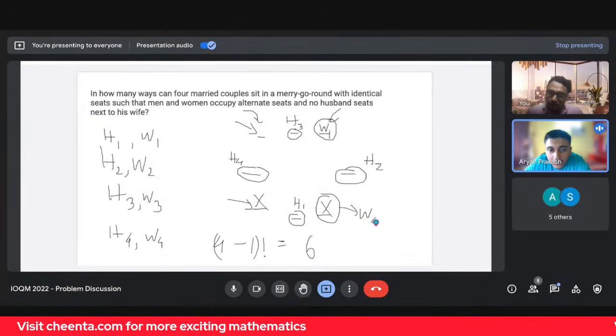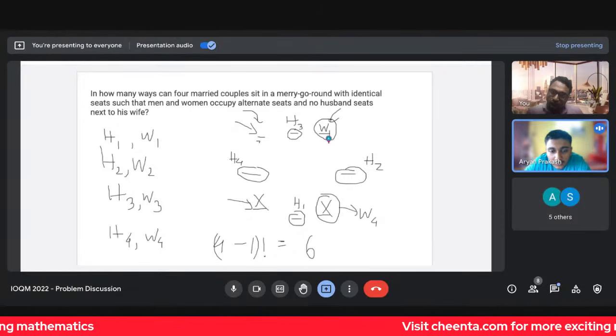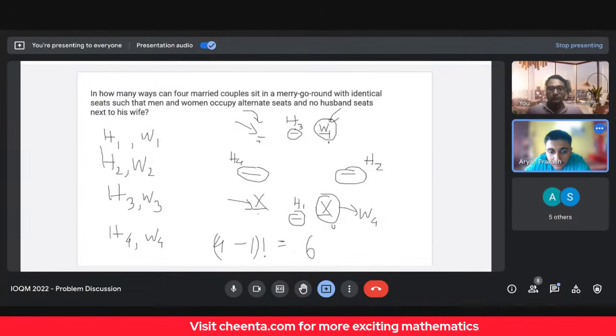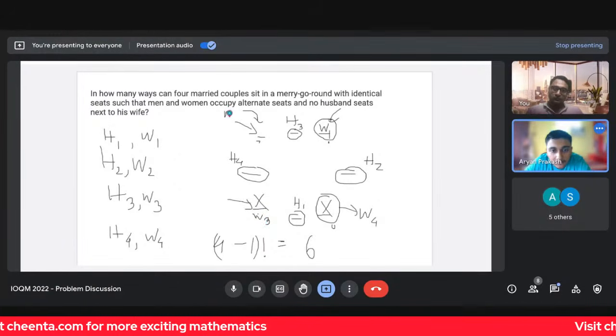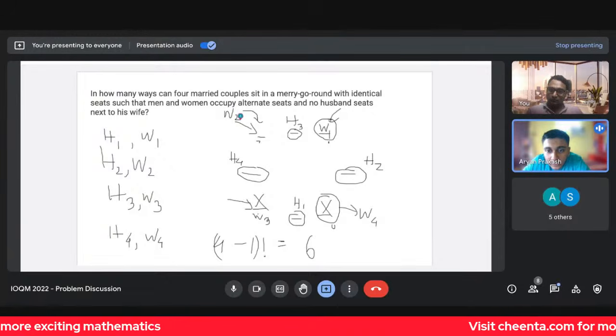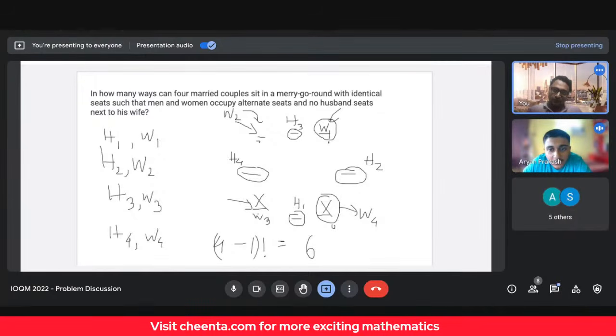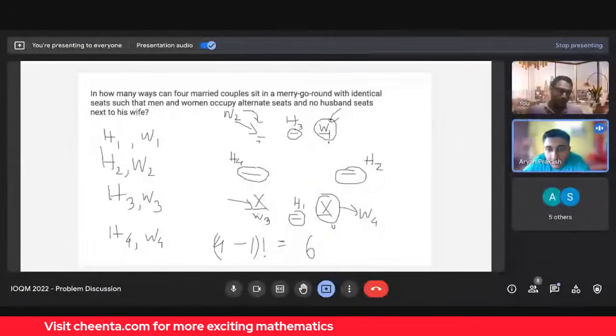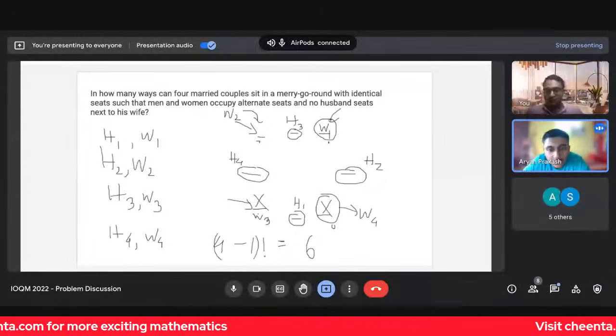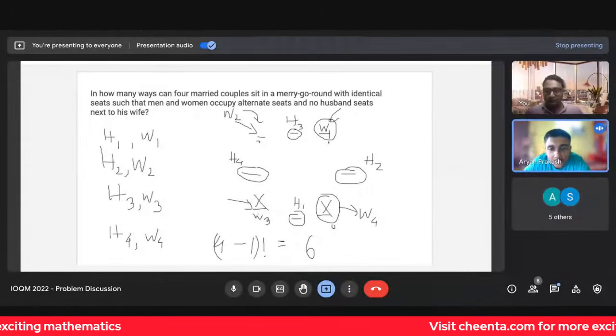Similarly, W3 cannot sit here or here. So it must sit here or here. But since W4 is already occupying this place, it must sit here. And the only remaining wife, W2, is forced to sit here. So what exactly happened was we just fixed W1 and all other wives were fixed automatically because of the condition of the problem. So all we needed to do was fix W1, and the counting becomes simpler.